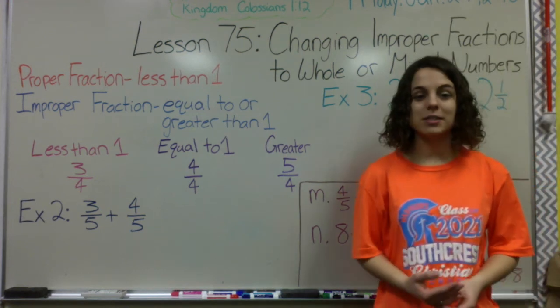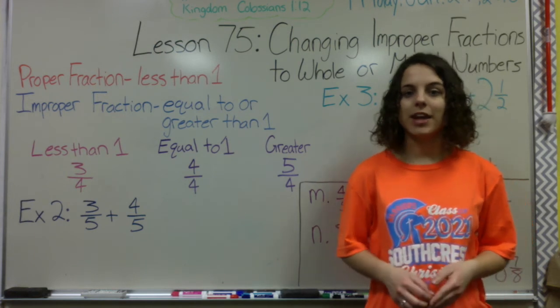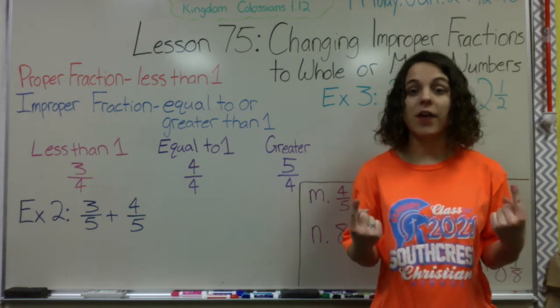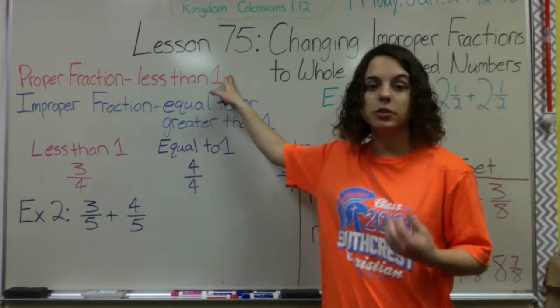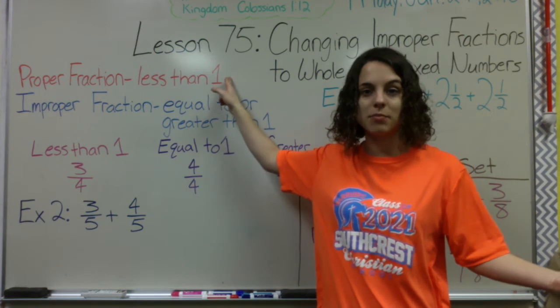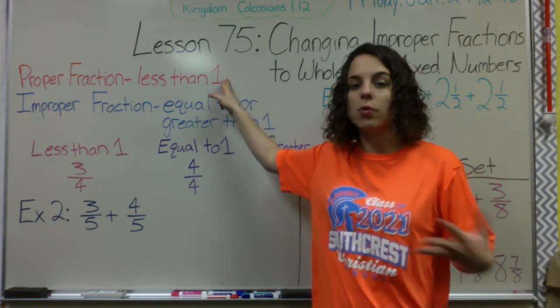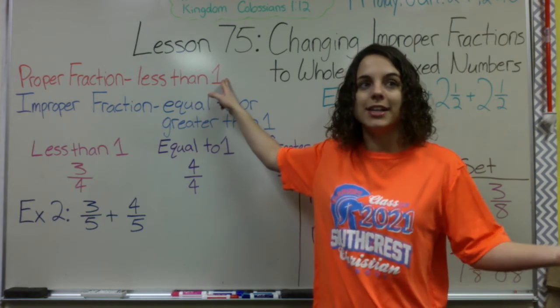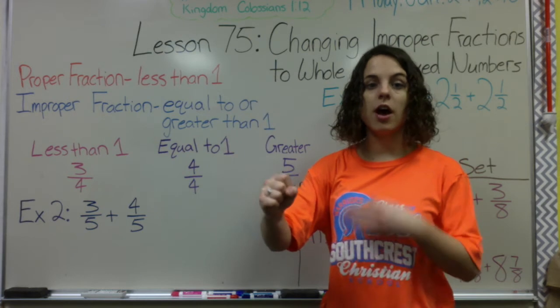Lesson 75 is about changing improper fractions to whole or mixed numbers. Now, there are two different types of fractions that we've seen before. We have proper fractions, which are fractions less than 1, a normal fraction that you have seen before, such as 3/4, or 2/3, or 1/3, or 7/10.